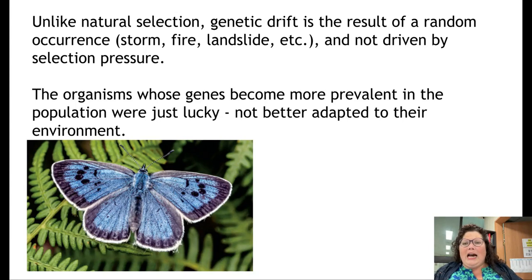As I mentioned, unlike natural selection, this is a random occurrence. It could be a storm, a fire, a landslide, who knows? Not driven by selective pressure. And because of that, that chosen gene may not be successful. It may not be better adapted to its environment. It was just lucky. So when we think of genetic drift, we need to think of luck. It was just a lucky chance.